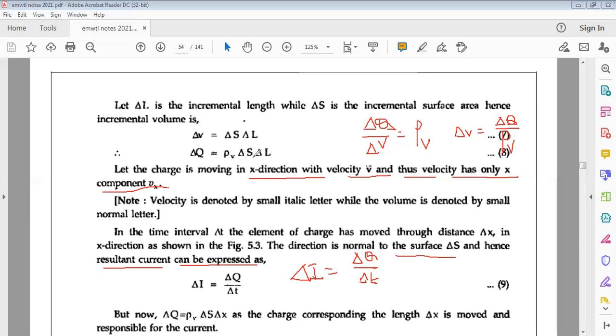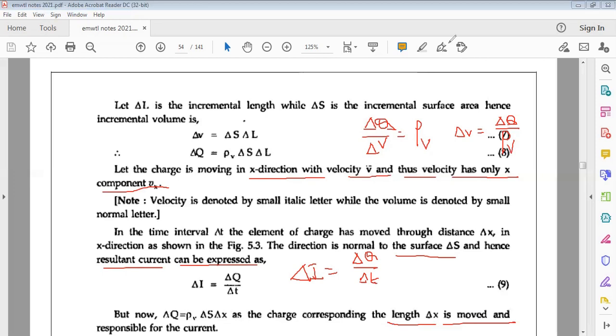So what is delta Q equal to? We already know that delta Q is equal to rho V, delta S, and delta L. Now delta Q is equal to rho V, delta S, delta x, as the charge corresponding to the length delta x is responsible for the current. Previously, at the origin without moving, it was delta L. If the charge is moving in the x direction with velocity v bar, delta L is changed to delta x.